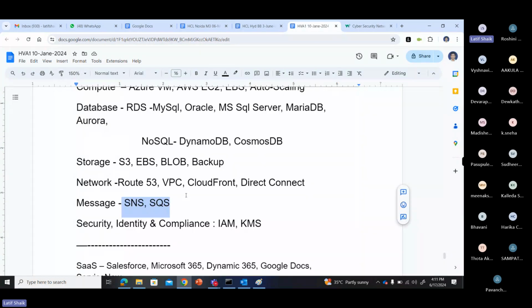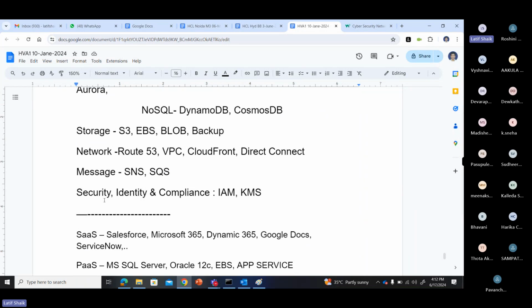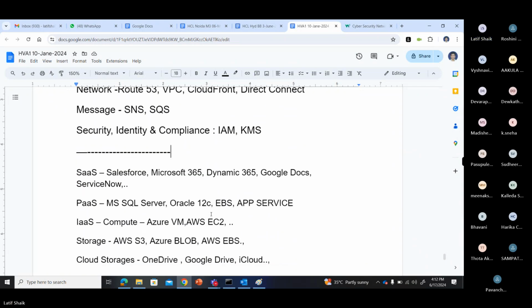One more I'm missing, that is app services. I have to write it here. IAM, KMS, key management system, identity and authentication management. IAM services come under security, identity, and compliance.